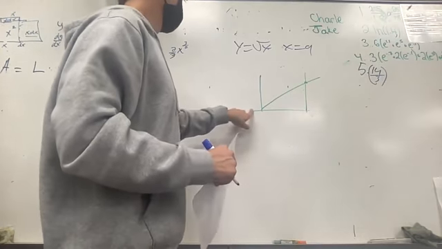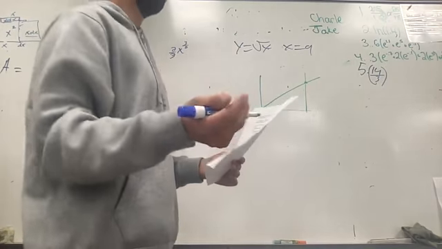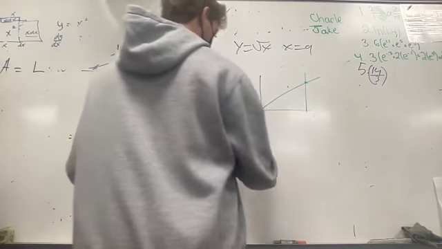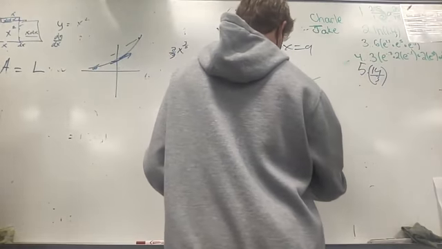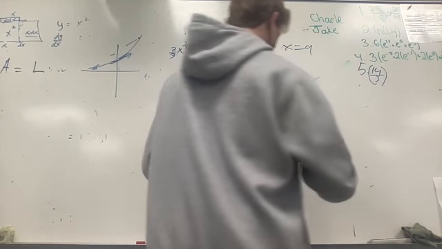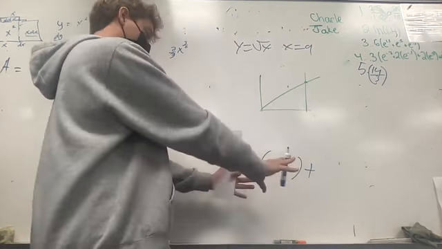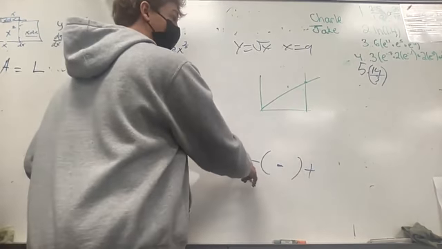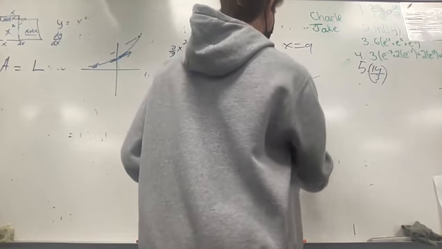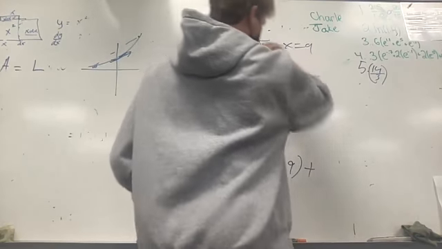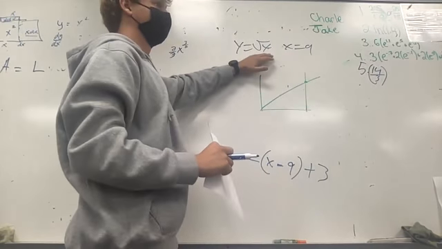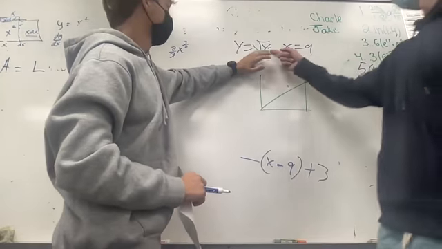Okay, I just want the equation of the line tangent. The first thing you gotta remember is this: the derivative times x minus 9, plus the square root of 9. Now you take the derivative and plug it in. Derivative of that.